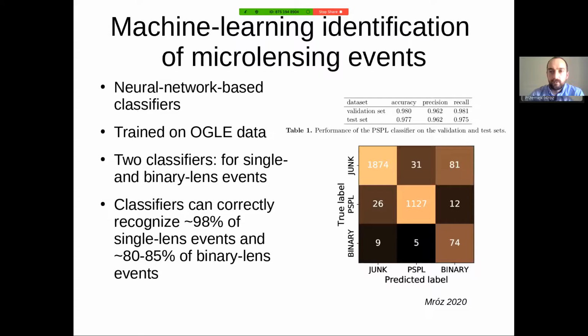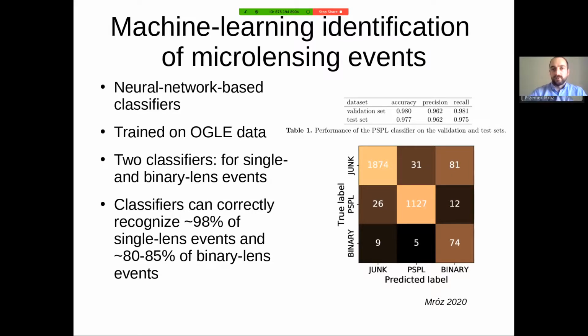Of course, it's quite a difficult task because ZTF is observing, I think, over 1 billion sources there. So finding rare microlensing events among 1 billion sources is an extremely challenging task. So we used machine learning for that. We used neural network classifiers to search for microlensing events in our photometric data.